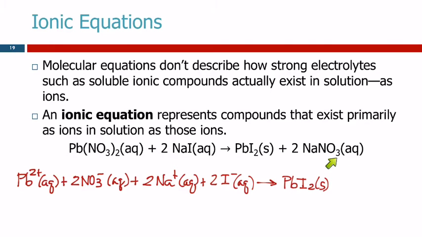And then here we have another aqueous one. So this would make 2 sodium ions and 2 nitrate ions. Any questions?